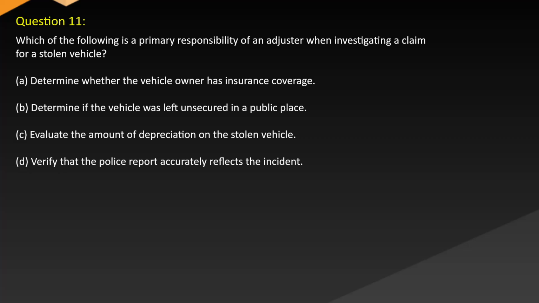Question 11. Which of the following is a primary responsibility of an adjuster when investigating a claim for a stolen vehicle? A. Determine whether the vehicle owner has insurance coverage. B. Determine if the vehicle was left unsecured in a public place. C. Evaluate the amount of depreciation on the stolen vehicle. D. Verify that the police report accurately reflects the incident.